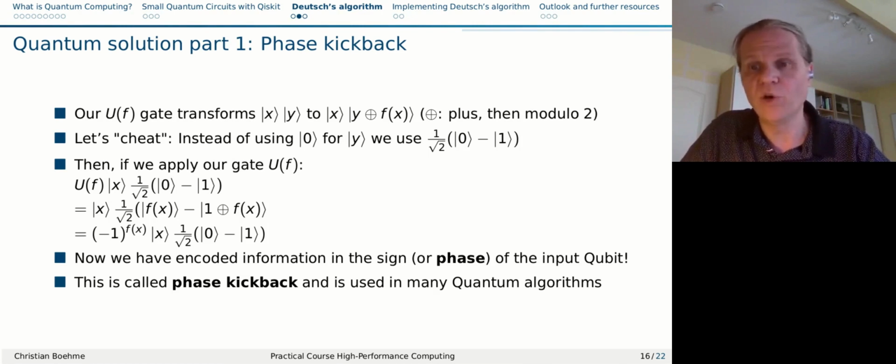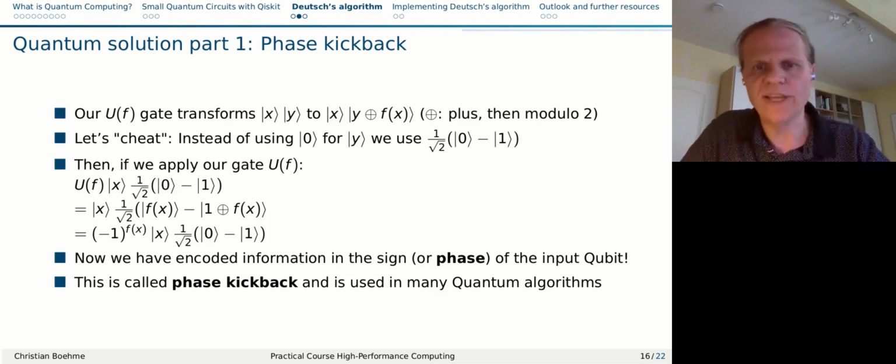Now the idea of Deutsch was to cheat. Instead of using 0 for the output, we could use a mixed state. This is a mixed state we get from applying Hadamard to the 1 state, right? It's 0 minus 1, which we saw before. Let's just put this into our quantum circuit. What happens? Okay, we now apply our UF gate to x and y in the state, as I have written here, 1 over square root 2, 0 minus 1.